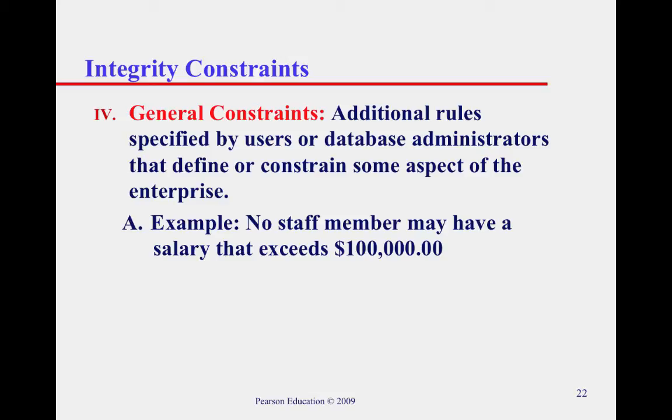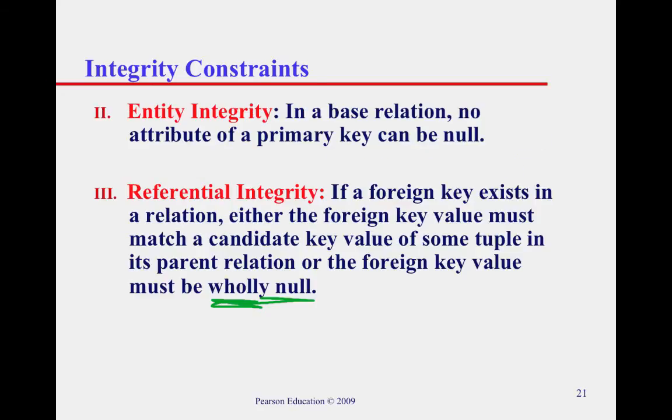There's nothing to say that we can't have co-managers of a branch, in which case we would loosen the requirement that a branch can have at most one manager. Maybe we're going to allow someone to manage multiple branches. Then that's loosened. So it's not something that's inherent the way these other constraints are.